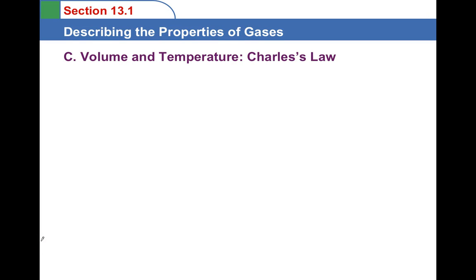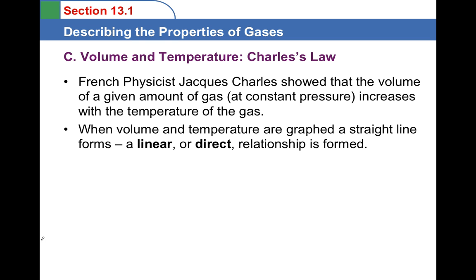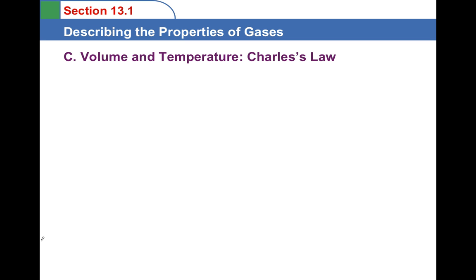We are going to talk about Charles's law, volume, and temperature. He looked at the volume of a given amount of gas, so the same number of moles at a constant pressure, and it increases with the temperature of the gas. As the particles start moving faster, they take up more space if allowed. Volume and temperature are graphed in a straight line. It forms a linear direct line.